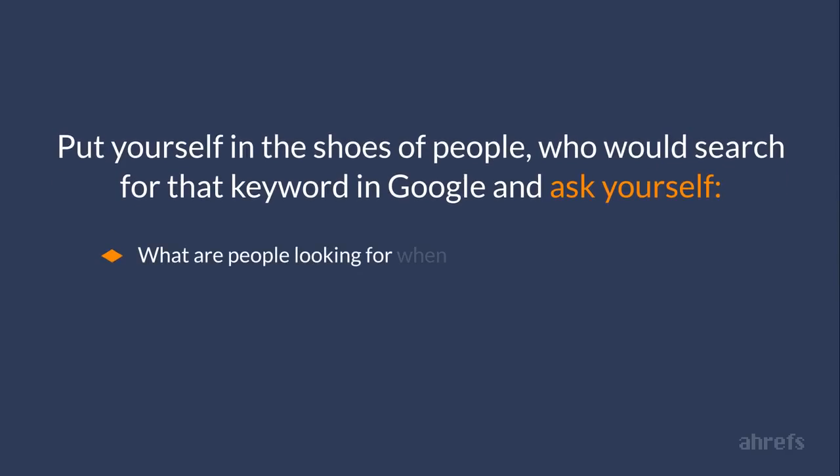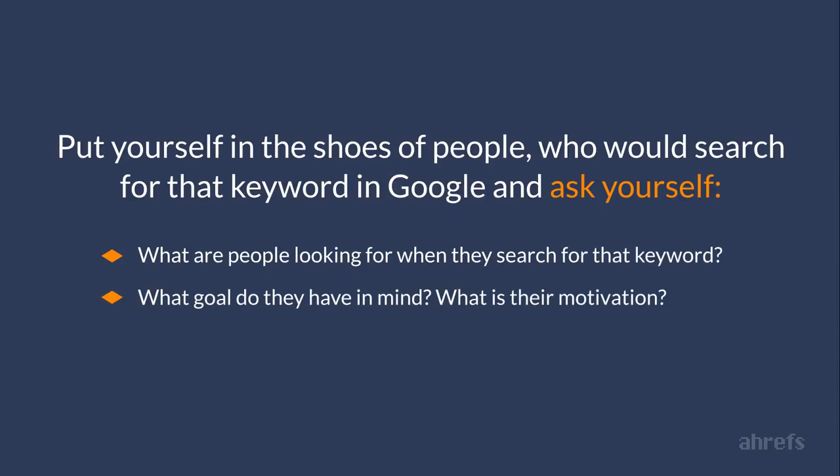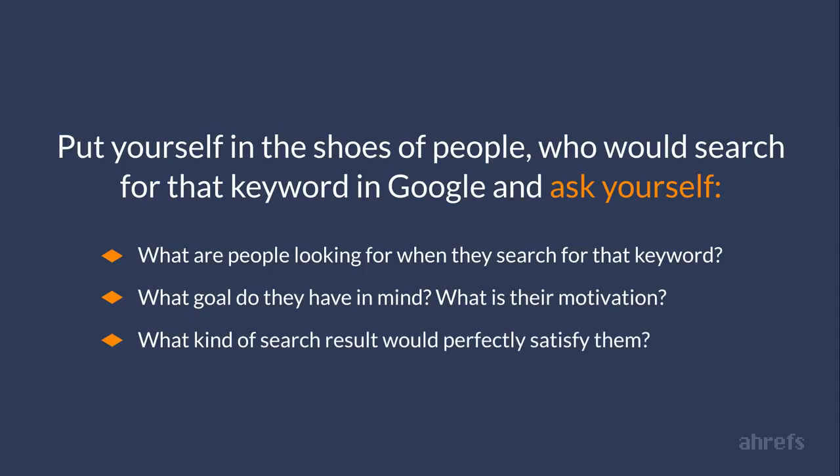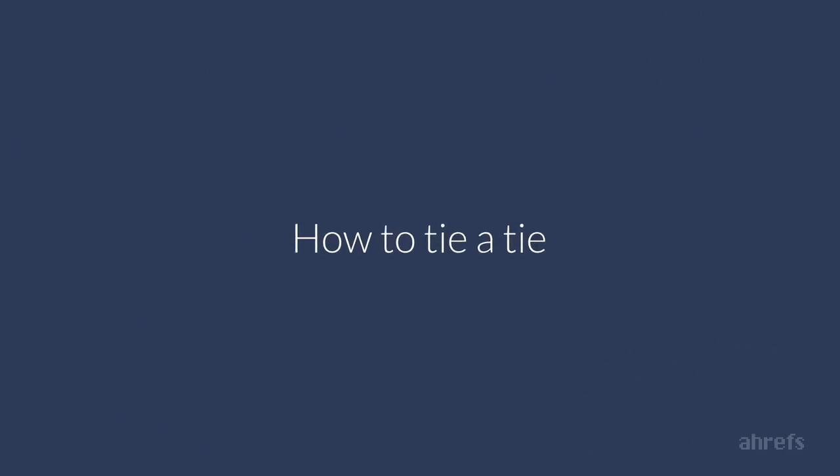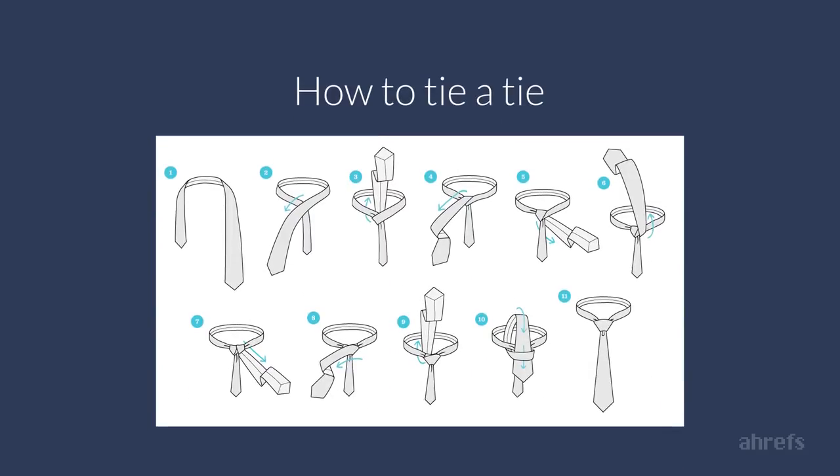What are people looking for when they search for that keyword? What goal do they have in mind? What is their motivation? What kind of search result would perfectly satisfy them? In other words, think of the searcher intent behind that keyword. For many keywords it is plain obvious, like how to tie a tie. Clearly, people need an instruction on how to do that, preferably visual, because it's almost impossible to explain that with words.